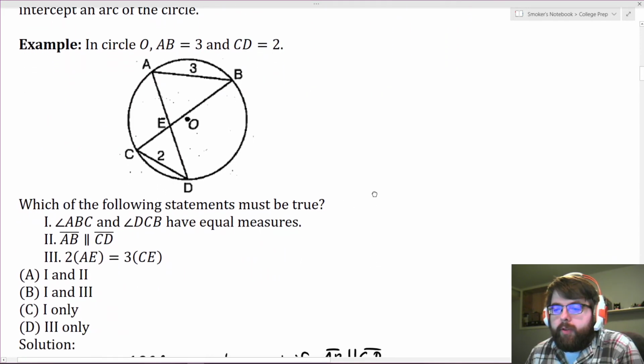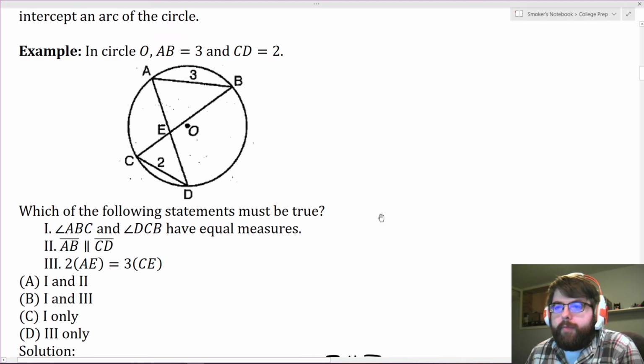We don't number examples in college prep, but this is our first example. We have this circle here. We have center O. AB is 3, labeled. CD is 2, also labeled. Which of the following statements must be true?